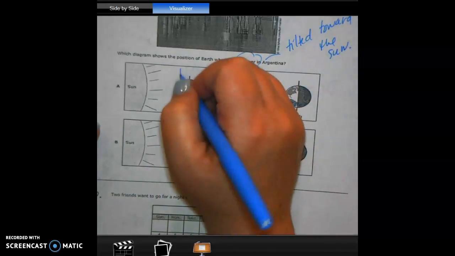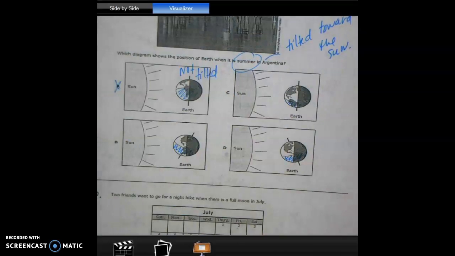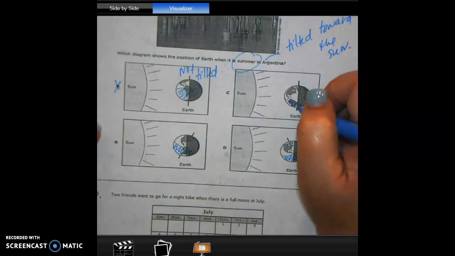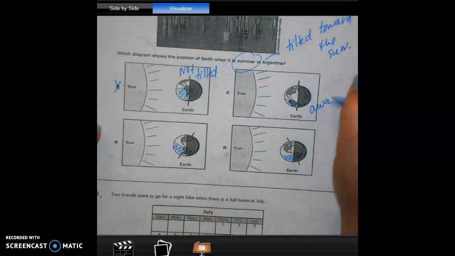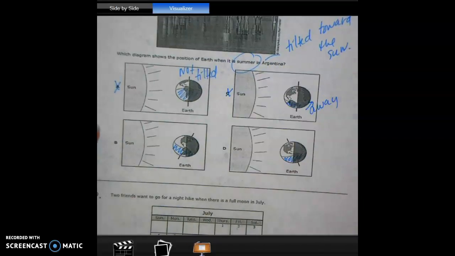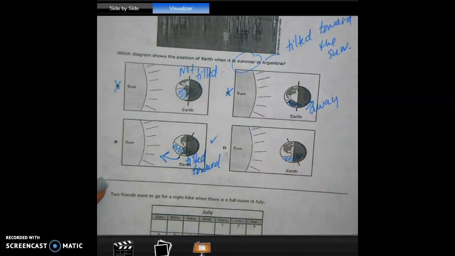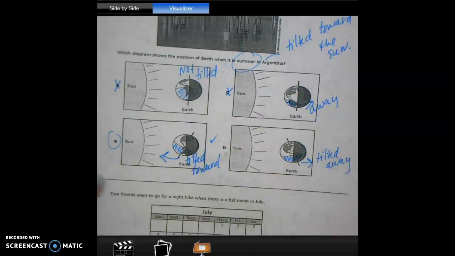So here it's not tilted at all. So that's definitely not going to be summer in the south. Here we're tilted kind of away, kind of this way. It's hard to do on a 2D, but it's only this part is going. So the northern hemisphere is definitely getting more sunlight, so that's not it. Here we have the south tilted toward the sun. So this one I really like. This one we are definitely tilted away. So that would be winter in the south. So B is going to be our correct answer.